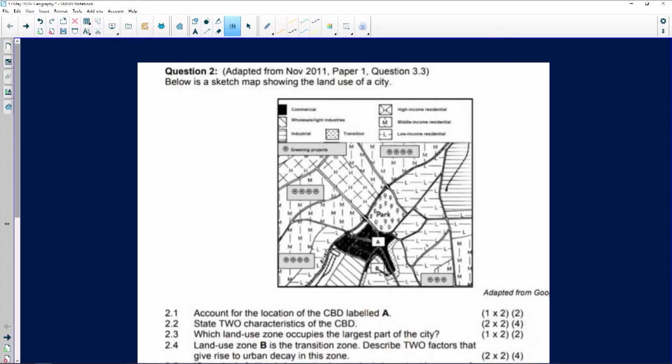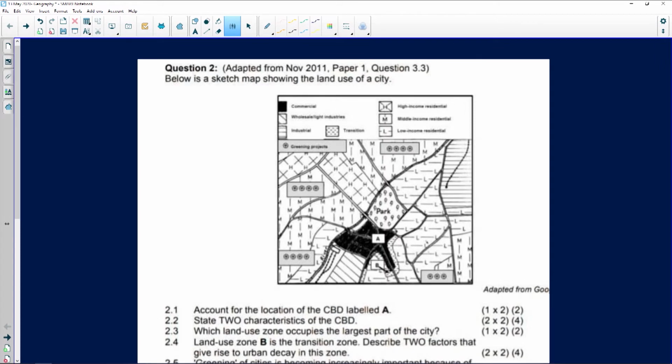There was a question sent in by Sophie, and the question is regarding our urban areas, especially our CBD. If you look at our different areas in our urban settlements, such as Johannesburg or Pretoria, let's just get straight into this question quickly. Question 2: below is a sketch map showing the land use of a city.